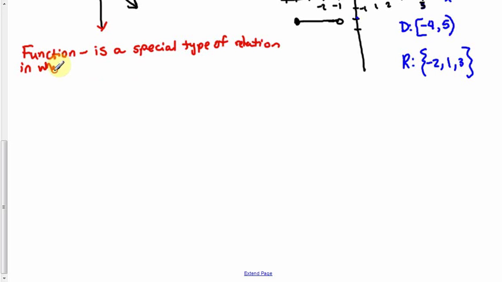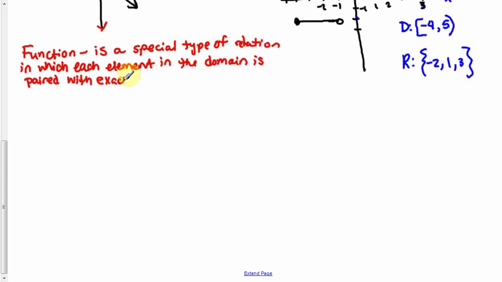in which each element in the domain is paired with exactly one element in the range.